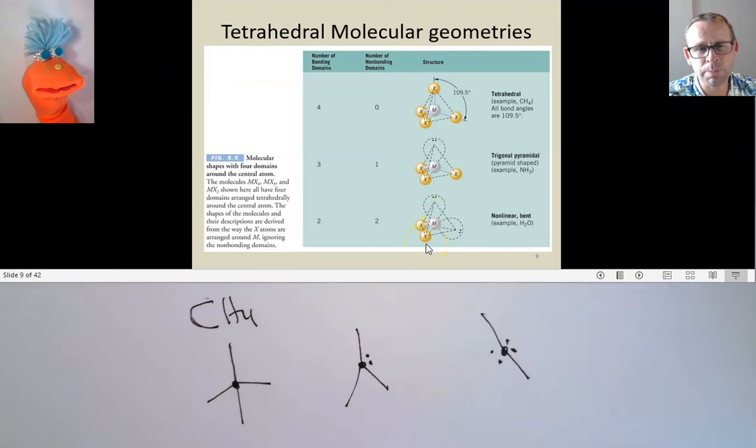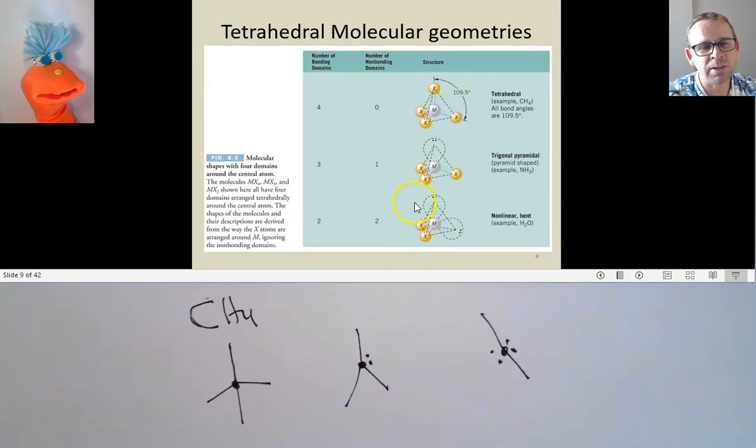Now, what do you think? Do you remember the angle between the 4 regions when you have 4 regions? Oh, there it is right there. 109.5. That's right, it's there on the slide. So the angle between the MX bonds in this molecule will be about 109.5.